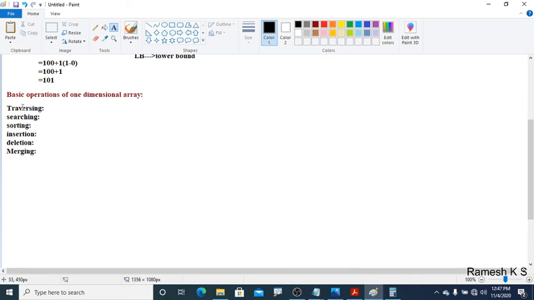Again I am revising. Traversing means accessing each element of the array exactly once to do some operations. Searching, finding the location of an element in an array. Sorting means arranging the elements of the array in some definite order. Insertion, inserting an element into the array. Deletion is removing an element from the array. Finally, merging is combining one or more arrays to form a single array. All these operations are most important. Please read this and practice it.